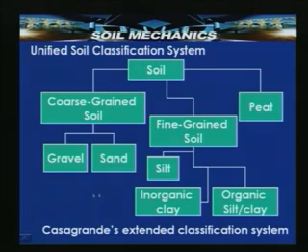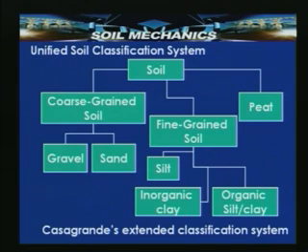When you look into the unified soil classification system, initially Arthur Casagrande divided the soil into two major types: coarse grained soil and fine grained soil. Coarse grained soil was further divided into gravel and sandy soils, and fine grained soil into silt and clay, or inorganic clay, organic silt or clay. But later the revised extended classification system of Casagrande included highly organic soils like peat and muck, peaty soils or mucky soils.